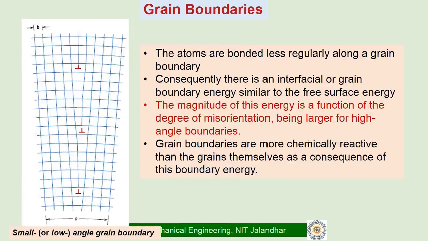Some more information about grain boundaries. One thing we need to know is that atoms are not that regularly bonded along a grain boundary. They become somewhat irregular. What you see in this figure, if you remember, is the symbol for an edge dislocation. I have shown three edge dislocations. Now try to compare this description to the concept of a low angle grain boundary. You can see here that the angle of misorientation between this side and this side is very small. So I can say that a set of edge dislocations can create small angle grain boundaries.